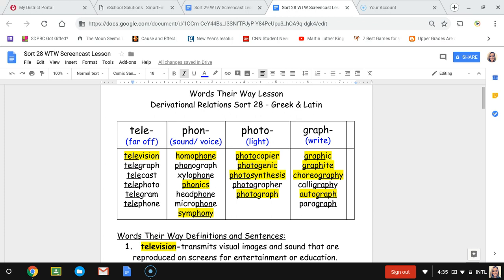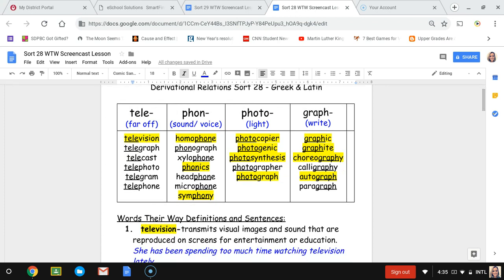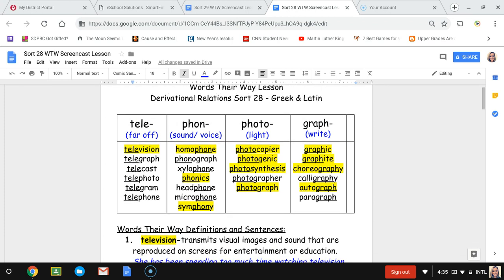We're on sort 28, and so I wanted to go through the different categories here. We have tele, which means far off, phon, which means sound or voice, photo, which means light, and graph, which means write. The category under tele would be television, telegraph, telecast, telephoto, telegram, telephone.